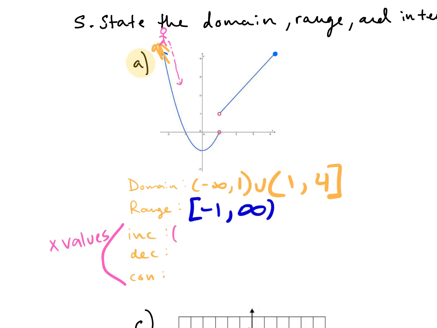X values. So from negative infinity to 0, would 0 go to bracket or parentheses? Why parentheses? It's always parentheses for increasing, decreasing, and constant. Always parentheses. Oops, sorry, that's decreasing. I put it in the wrong spot. Negative infinity to 0.